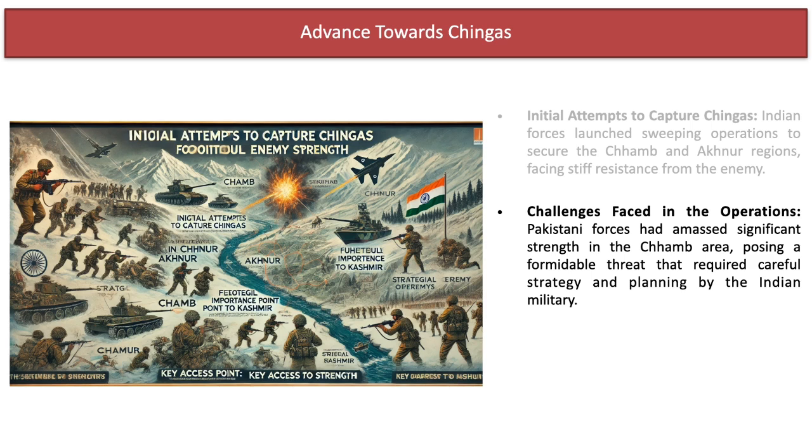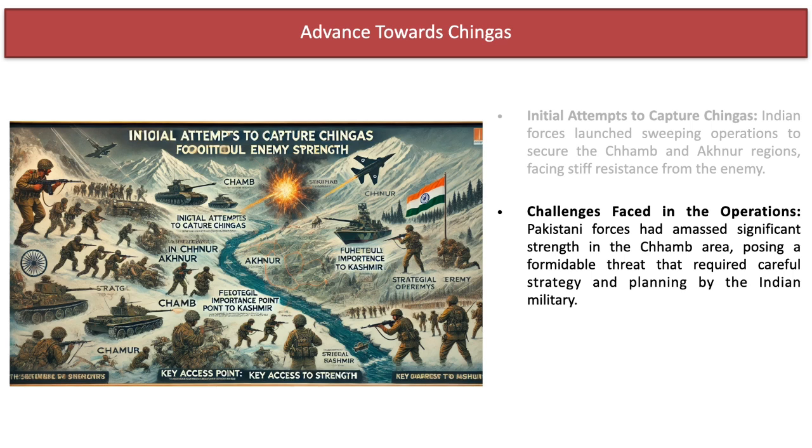Then there was the issue of the terrain. The Chamb area was not easy to navigate. The Indian troops had to move through narrow passes, cross rivers and deal with dense vegetation, all while under the constant threat of enemy fire. This made coordinated maneuvers difficult and required careful planning and timing to execute effectively.